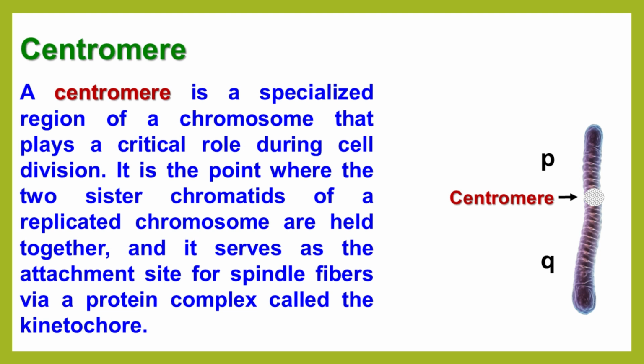Each chromosome has usually one region called the centromere, which is a specialized region of a chromosome that plays a critical role during cell division. It is the point where the two sister chromatids of a replicated chromosome are held together, and it serves as the attachment site for spindle fibers via a protein complex called the kinetochore. There are no genes in the centromeric region. It divides a chromosome into two arms. The upper arm is called the p arm, shown with a small p, and the lower arm is called the q arm, with a small q.